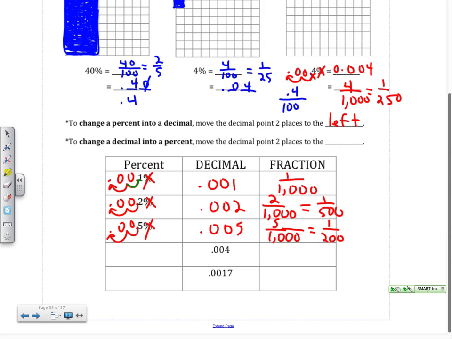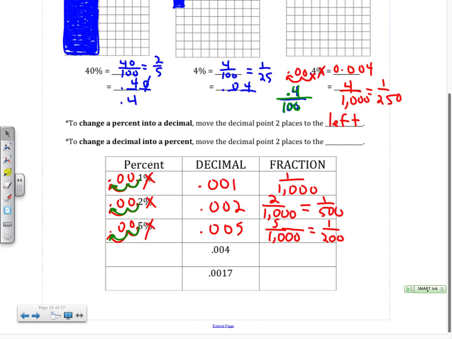Okay, so what we're actually doing here when we move the decimal over 2 places to the left is we're actually dividing by 100. Tenths, hundredths, tenths, hundredths, because that's what it means up here. It means you're taking your 0.4 and dividing it by 100.